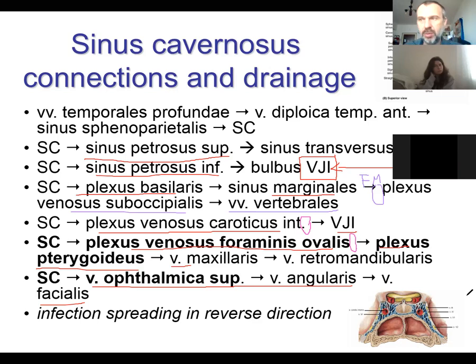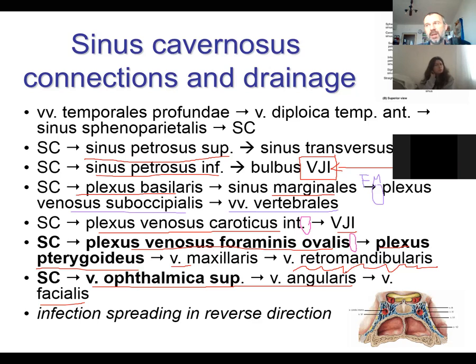So it drains into this pterygoid plexus, which forms the short maxillary vein. And then the maxillary artery, we know, is a branch from the external carotid. And I said that the retromandibular vein accompanies the external carotid artery. That's why it drains here.